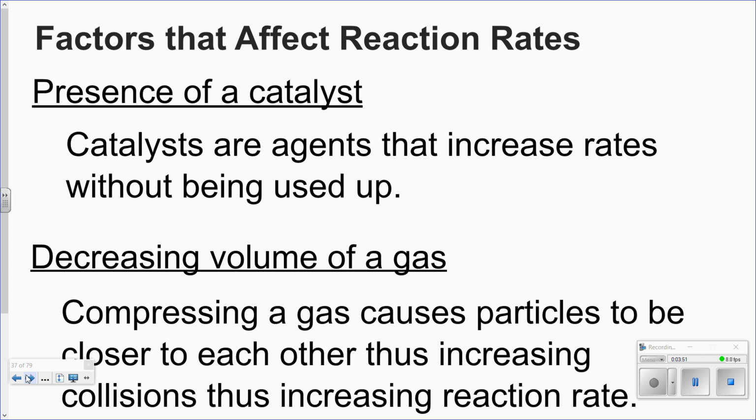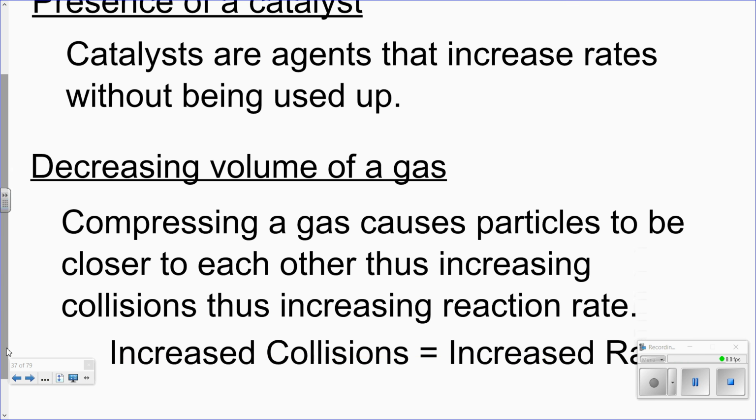The presence of a catalyst. We're going to talk about catalysis here in a little bit. Catalysts are agents that speed up chemical reactions. We typically use heat as a catalyst, but these are chemical catalysts. These facilitate a faster reaction, but are not used up in the reaction. They're not part of the reaction. They just help the reaction move a little faster.